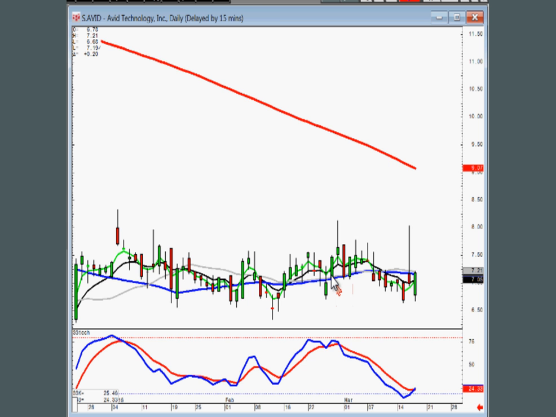And Avid, I wouldn't be long or short this one. You can see when it broke out, it came right back down. I wouldn't be long or short because you don't have any direction to this one.